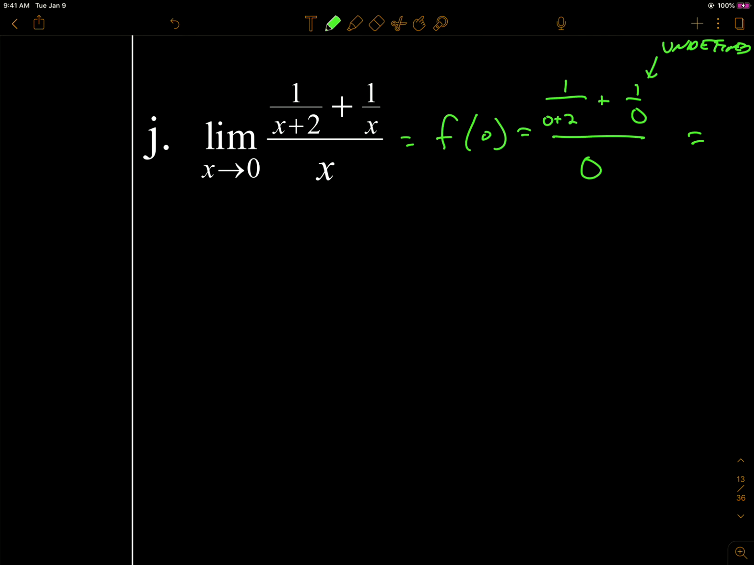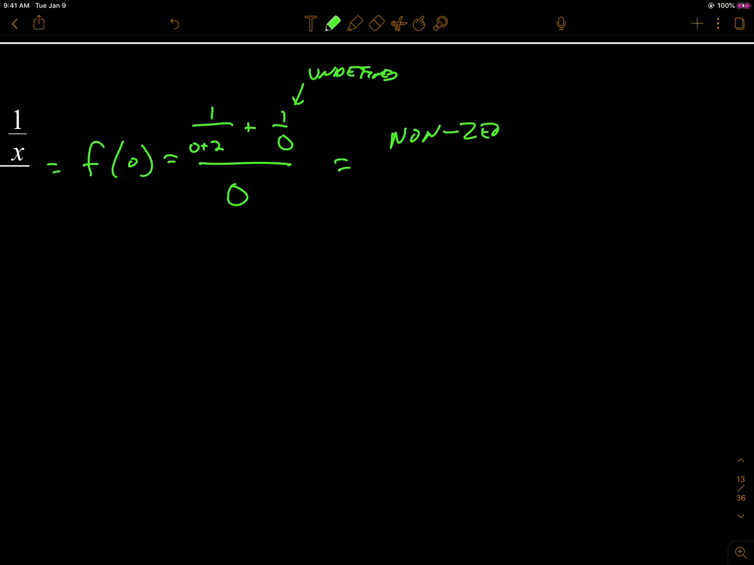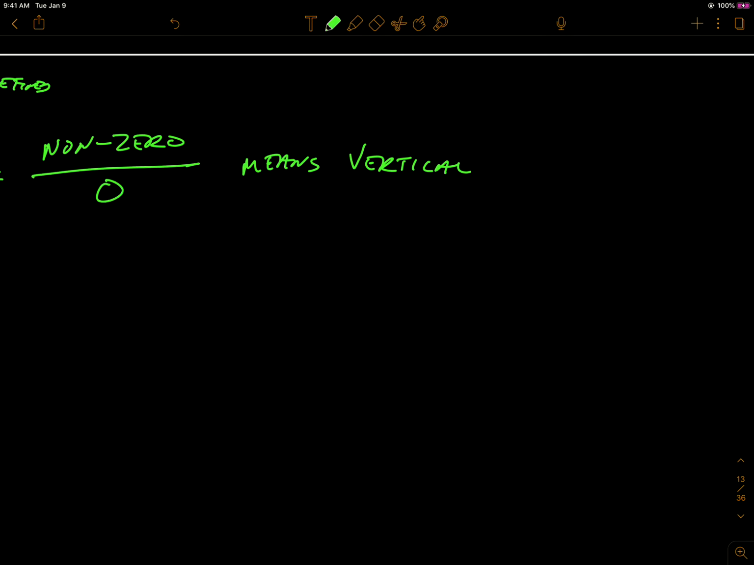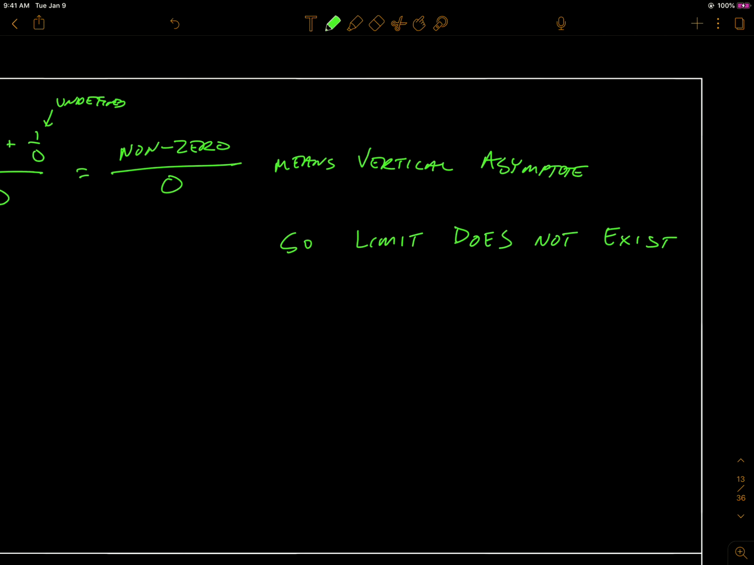And since they don't want the one-sided limit, what happens if I get non-zero over 0? Oh, let me write it out. Non-zero over 0 means non-removable discontinuity, which means a vertical asymptote. And we know when we have a vertical asymptote, the limit does not exist. Now, if it was a one-sided limit, we would do that 0 positive or 0 negative thing to find out, at least from each side, is it going up or is it going down.